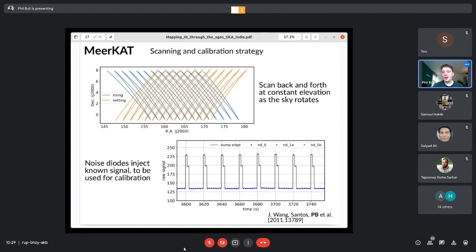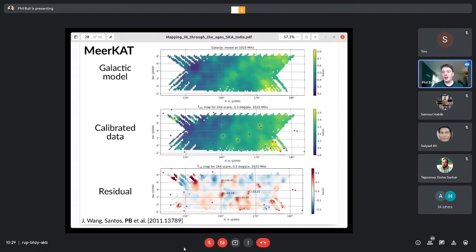And then here's the map, or the maps, because of course we're doing this over many frequency channels. So at the top, you can see a galactic model. That's just based on other data, things like the Haslam map, the Planck and WMAP maps, stuff like that. In the middle, you see our measurement now, the calibrated data. And shockingly, they look kind of similar. We're very, very happy with this.